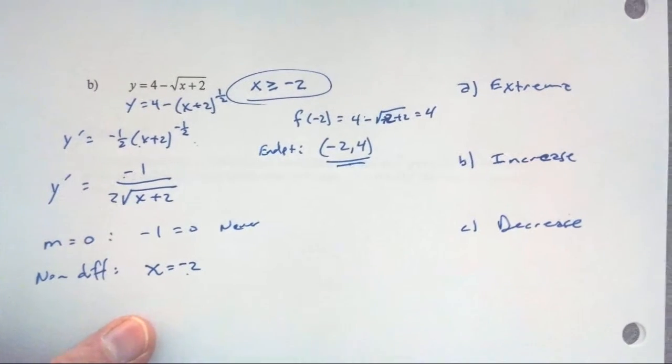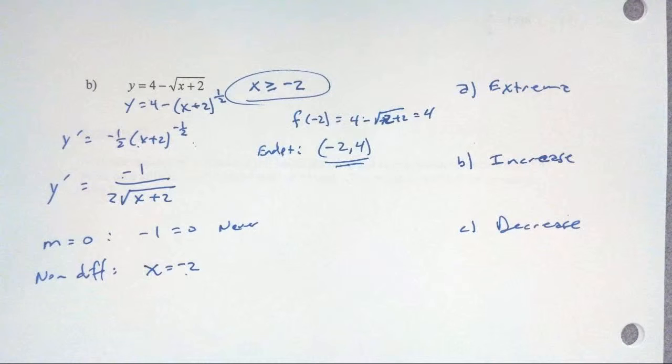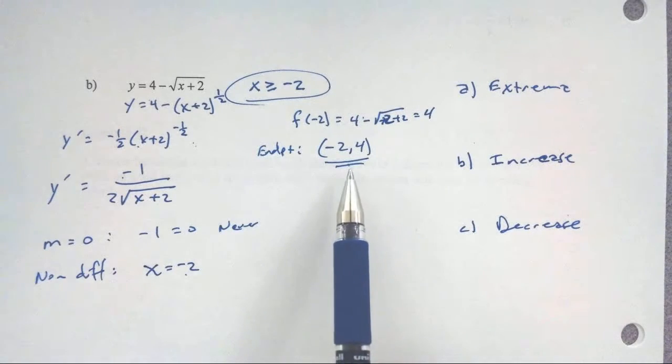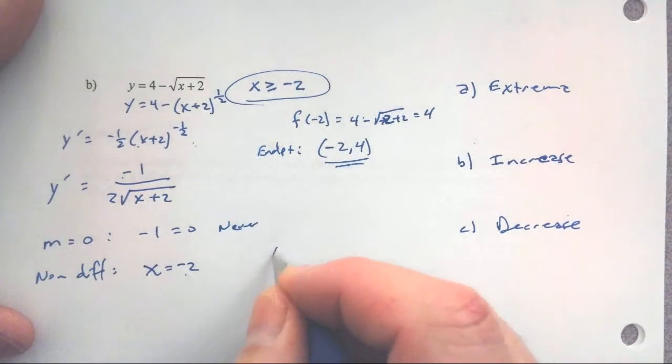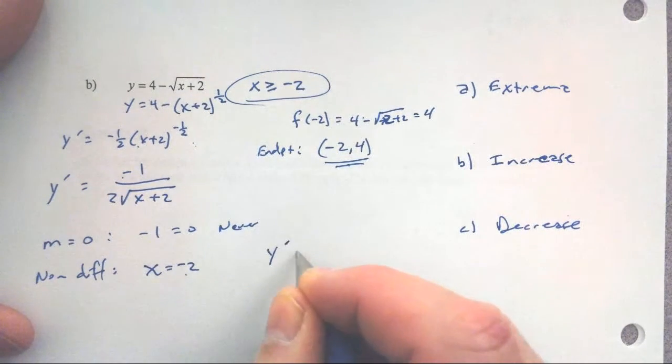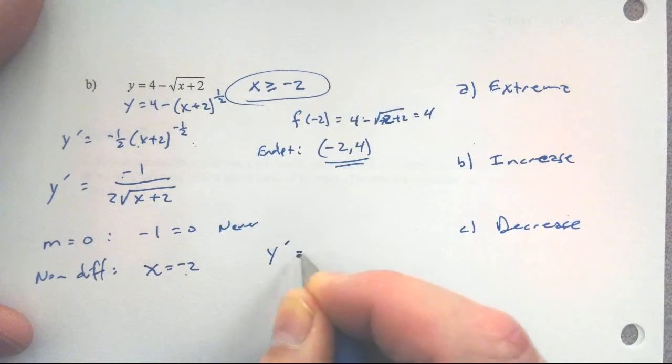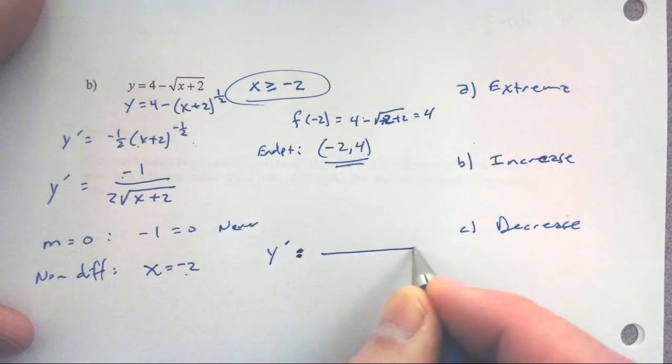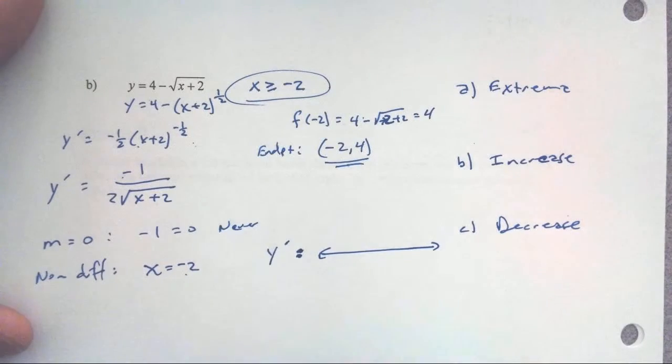So we should have enough, without even considering what the graph looks like, which we'll come back to, to figure out: is this a max, is it a min, where are we increasing, where are we decreasing? Okay, here's my y prime, my slopes, that should be a colon, not an equal sign. Here's our sign chart on there.